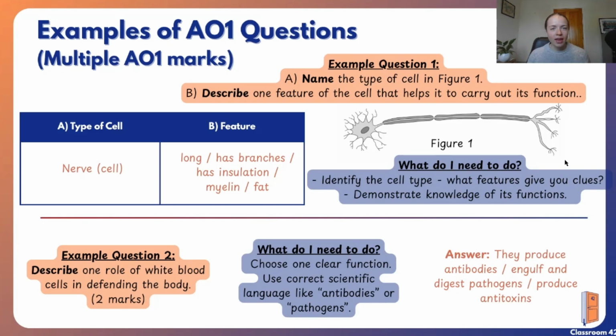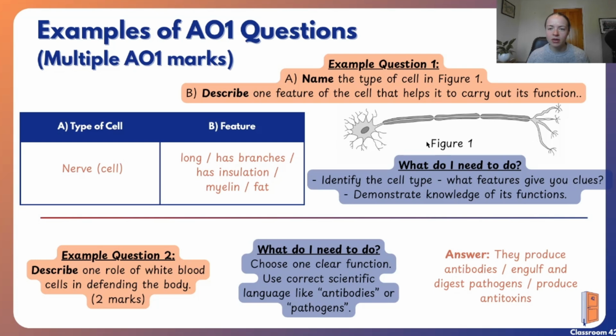You can also have AO1 questions which have more than one mark allotted to them. So in this example here, it has been divided into two parts because you are completing a table, but it could just as easily be one full question. So name the type of cell in figure 1, and we have figure 1 here. And then you just need to describe one feature of the cell that helps it to carry out its function.